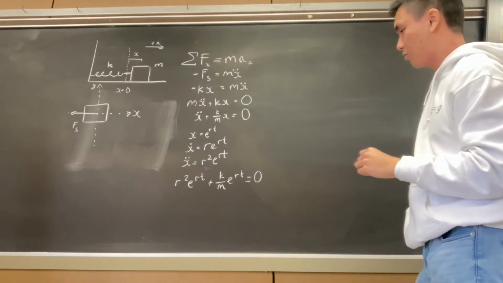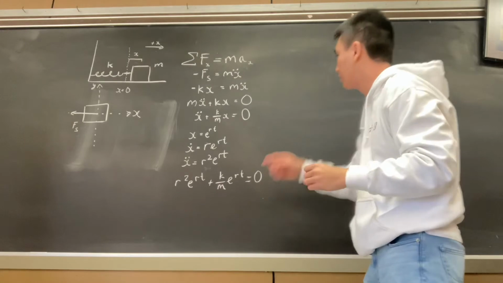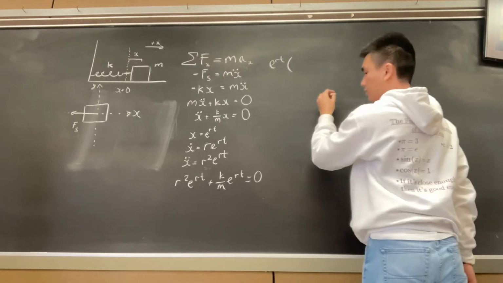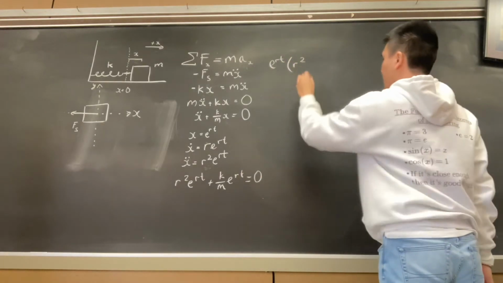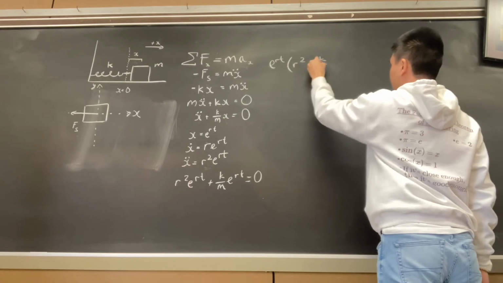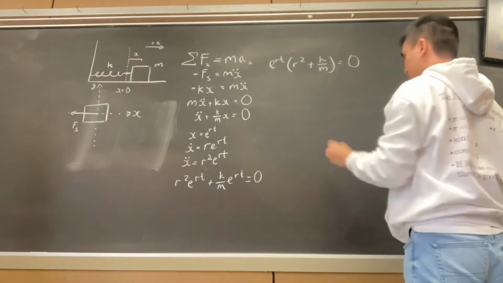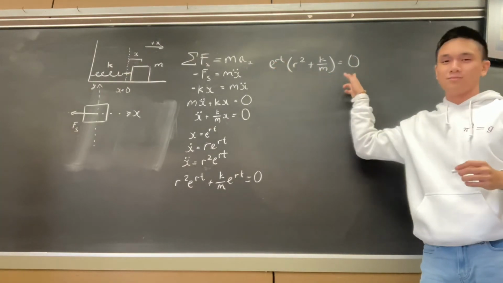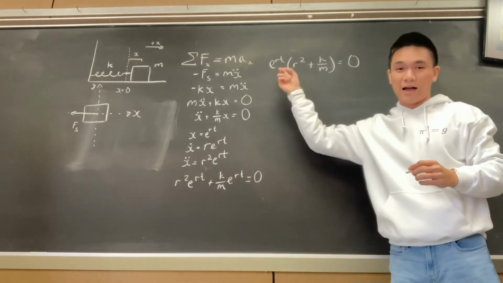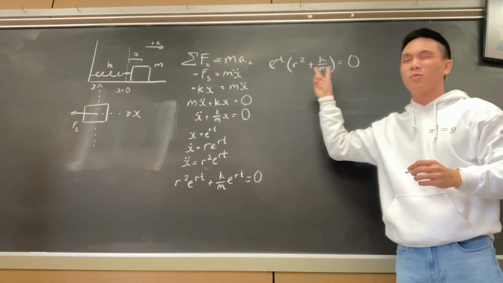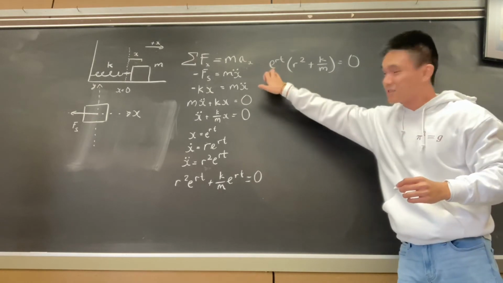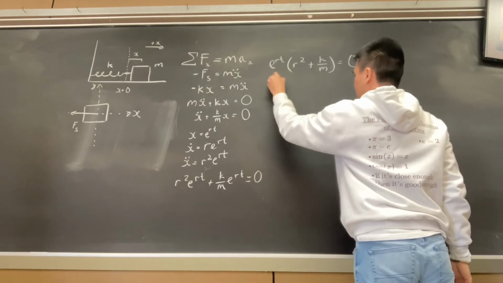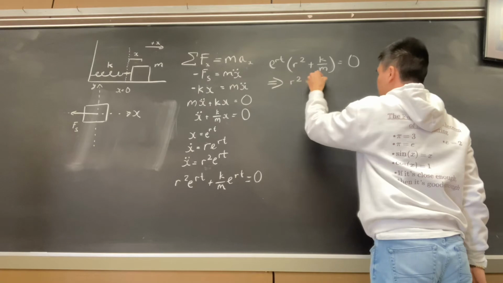So now what am I going to do? Well, I can factor this out. So I'm going to have e to the rt times r squared plus k over m is equal to 0. So we have this equation right here. Well, e to the anything is never going to equal 0. So I can safely say, if I have two things that are multiplying each other and they're equal to 0, it means one of them has to be equal to 0. That's not equal to 0, which means this has to be equal to 0. So we have r squared plus k over m is equal to 0.